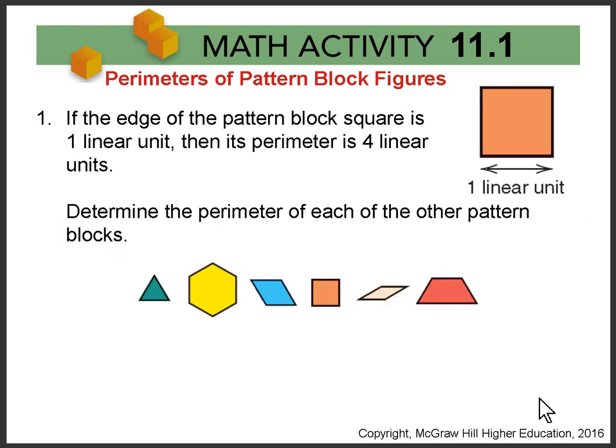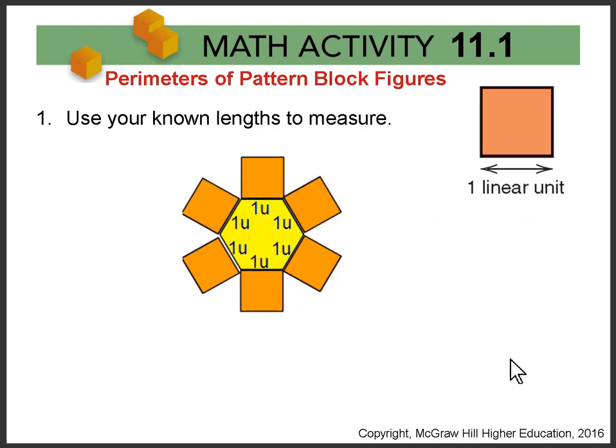In question 1, we define the edge length of a square to be one linear unit, 1 unit. Therefore, the perimeter of the square is 4 units. Determine the perimeter of each of the other pattern block figures. You'll find it helpful to use known lengths to measure the perimeters of other figures. Here's an example with a hexagon where the square is used to mark the 6-unit perimeter of the hexagon.